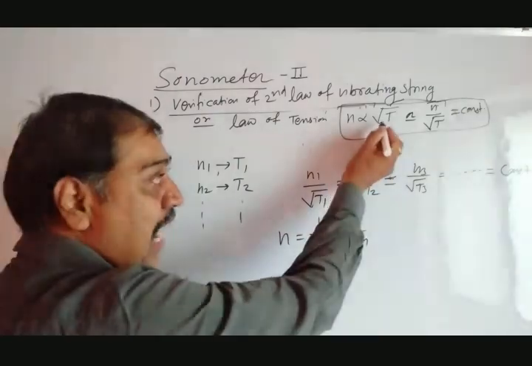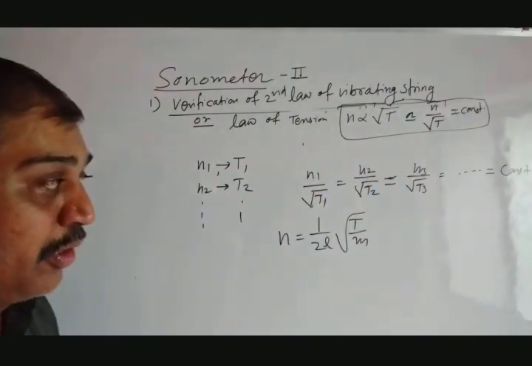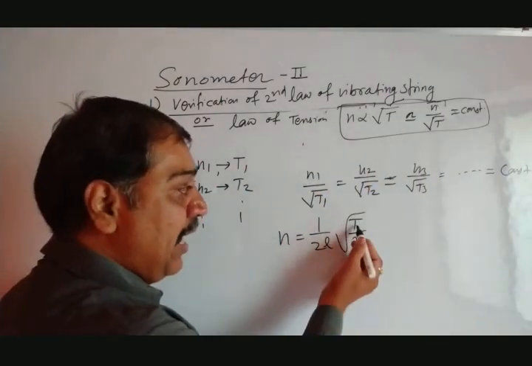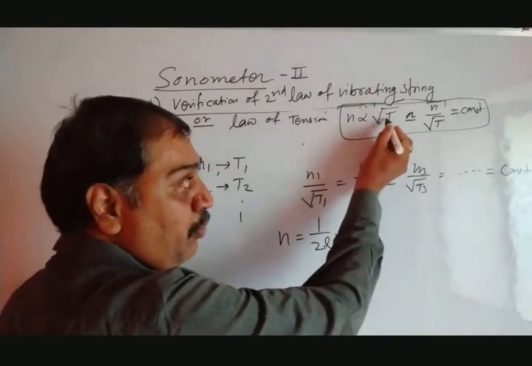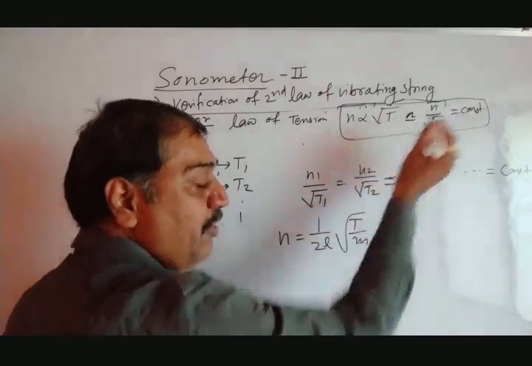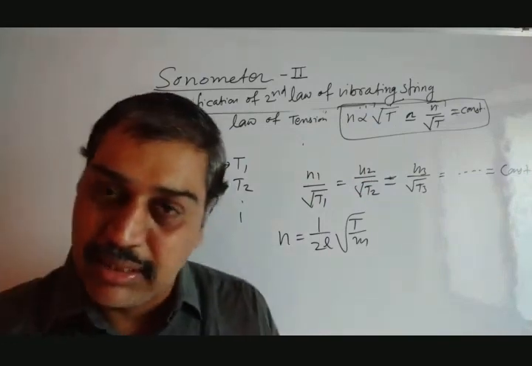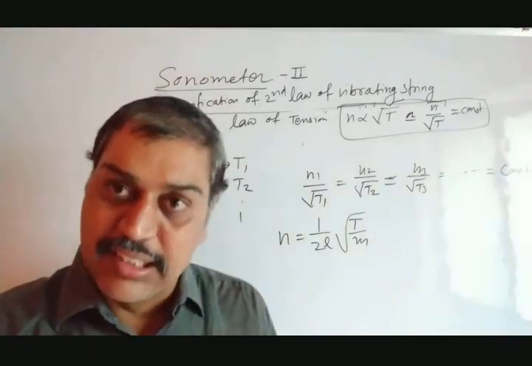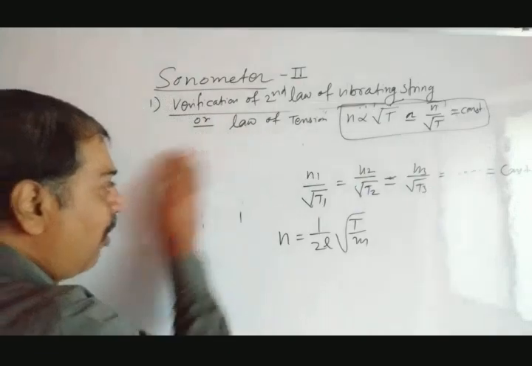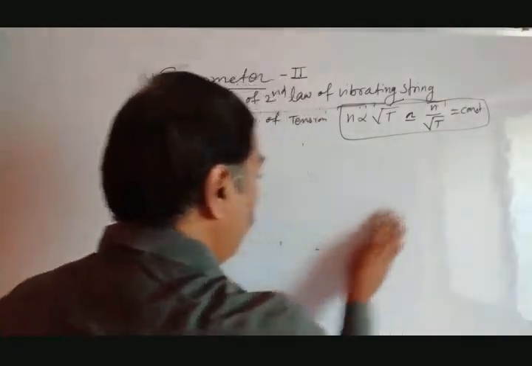If you see here, I have written directly proportional to root T. So this n is directly proportional to root T. If we move it to this side, n by root T is constant. So both equations are the same. Nothing more to explain about this. So in this fashion, we can derive this second law of vibrating string by using the sonometer.